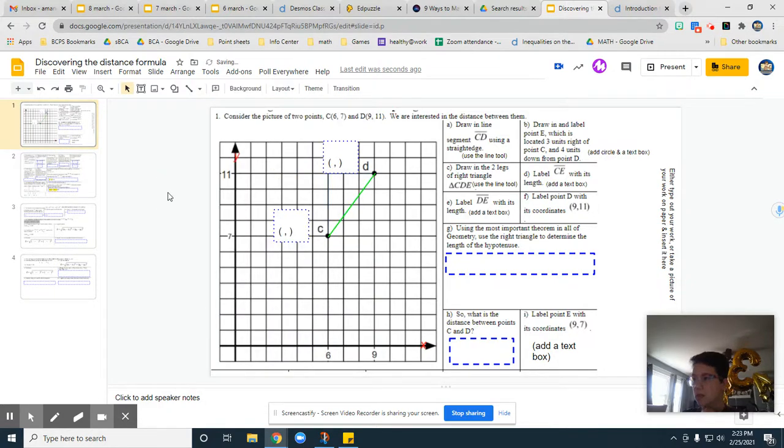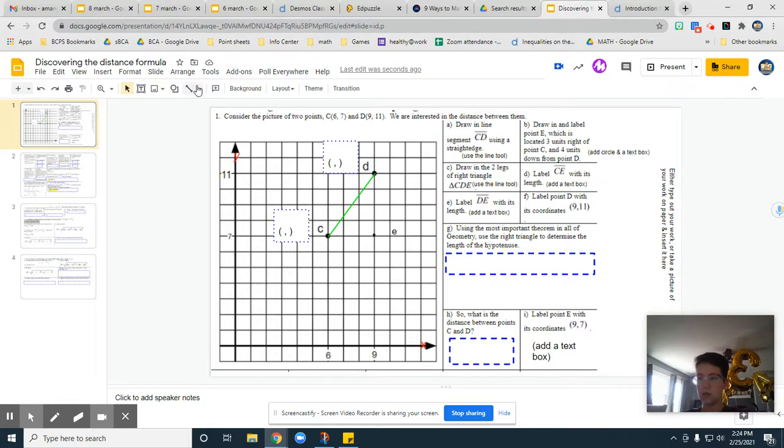because I'm extra. Perfect. Draw in and label point E, which is located 3 units right of point C and 4 units down from point D. Add a circle and a text box. So make sure that you are doing this on your doc along with me. So 3 units right from C, 4 down from D. Perfect. I'm going to fill it in, and then I'm going to label point E, so I need to add a text box. And there's point E.